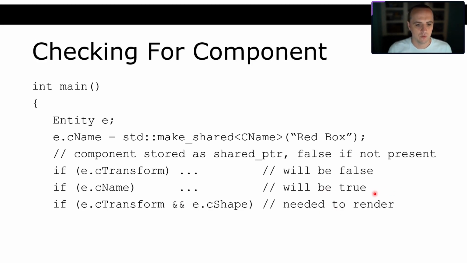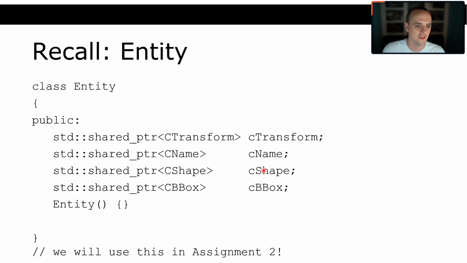Similarly, if we were rendering something, and we wanted to see, does this entity need to be rendered, or is it possible for me to render this entity, I can say if it has a transform and it has a shape, then I can render it at the position with the given shape. And there you go. That's how we check to see whether or not an entity contains components, at least within the architecture that we're going with for assignment 2.